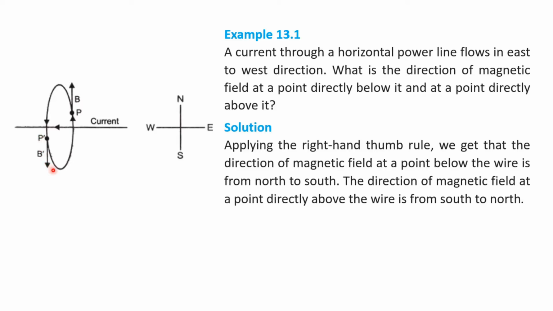So solution. By applying the right hand thumb rule, we get the direction of the magnetic field at a point below the wire is from north to south. That means it will move from north to south. The direction of magnetic field at a point directly above the wire is from south to north. That means from here to here. Got it? Okay. The next topic is magnetic field due to current through a circular loop.